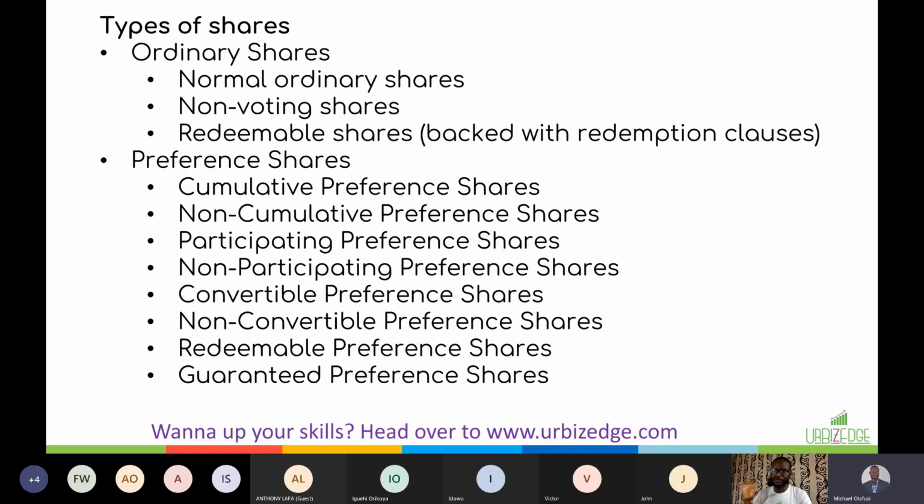For ordinary shares, if the company made a profit of 100 million naira, they can decide to give half of it as dividend to everybody, the ordinary shareholders. But for preference shares, the dividend is always calculated against your original investment, because the percentage is always put in the terms of the preference shares. So it's a matter of whether we are declaring dividend or not, not a matter of how much dividend we are declaring.